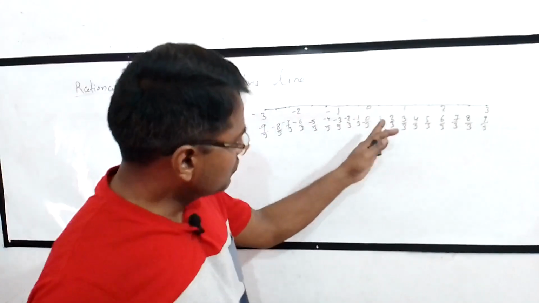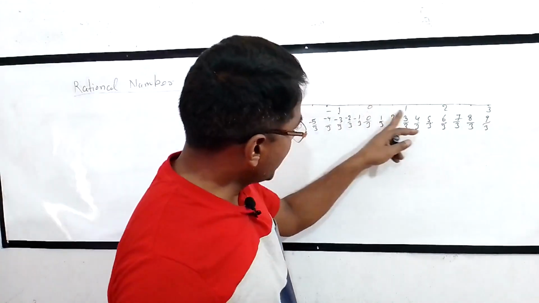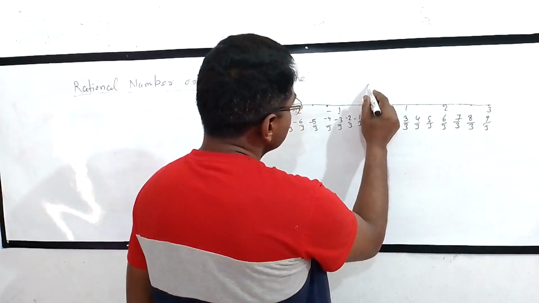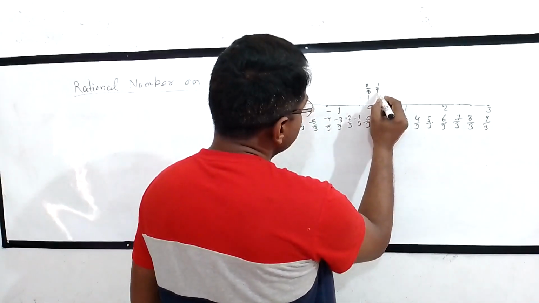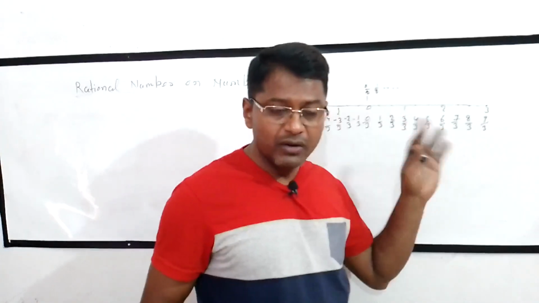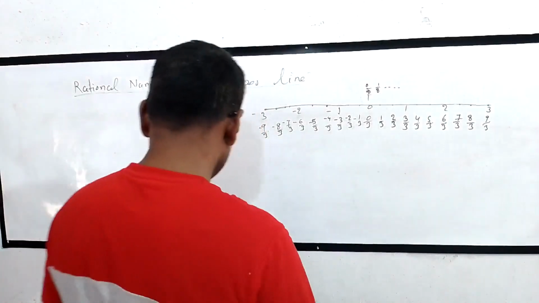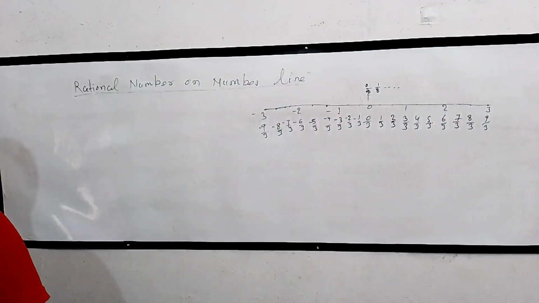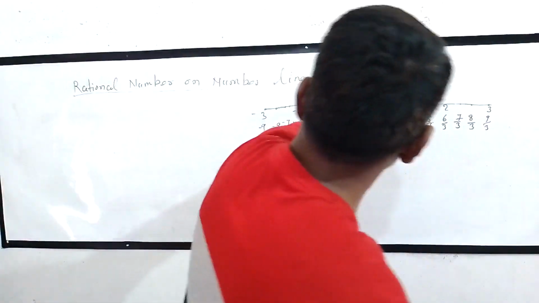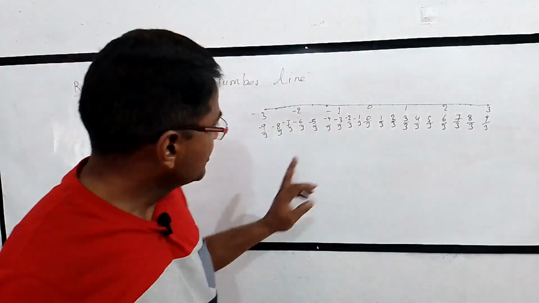Suppose you want to divide 0 and 1 into 8 portions, then it will be 0 by 8, 1 by 8, in this way. Understood? Suppose you want to divide between 0 and 1 into 20 portions, then it will be over 20, and so on. So I hope you understand how you will represent rational numbers on the number line. So this is the method.